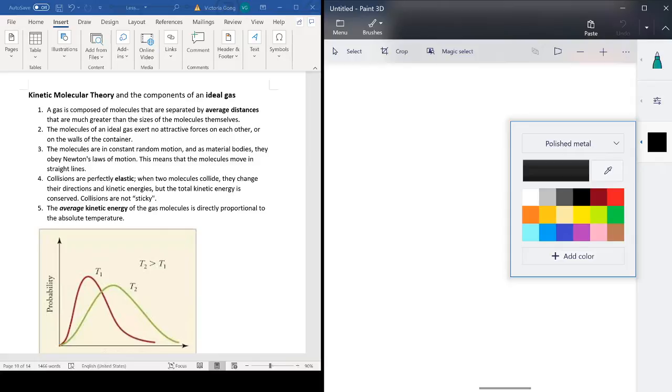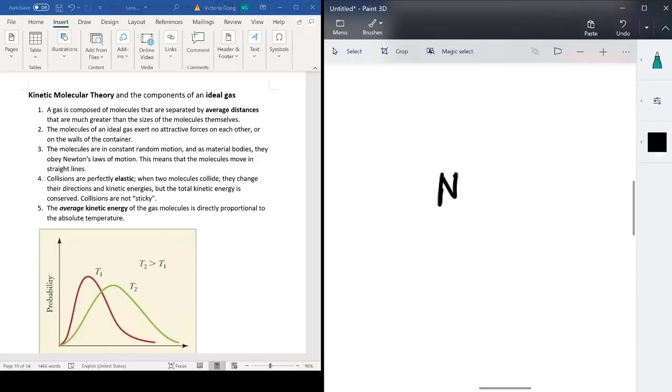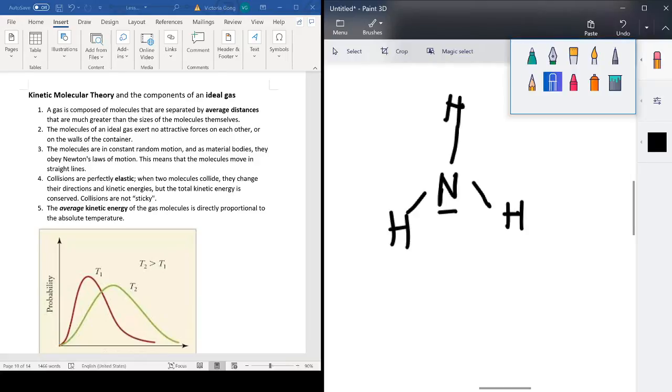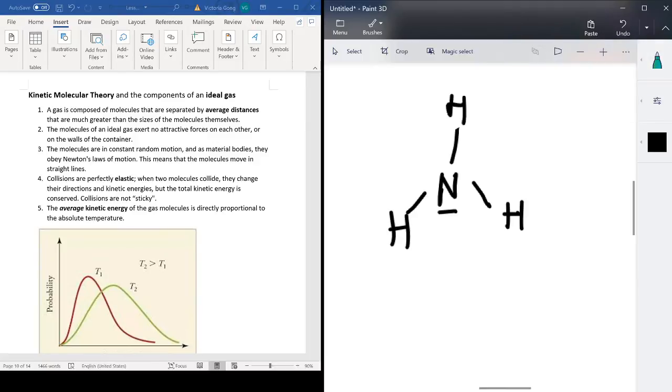So NH3, drawn like this with a lone pair, because this is a polar molecule, ammonia. When you look at this molecule, it's kind of big. I mean, not in the traditional sense of bigger than what our eyes can see, but it's kind of big in terms of a gas molecule.